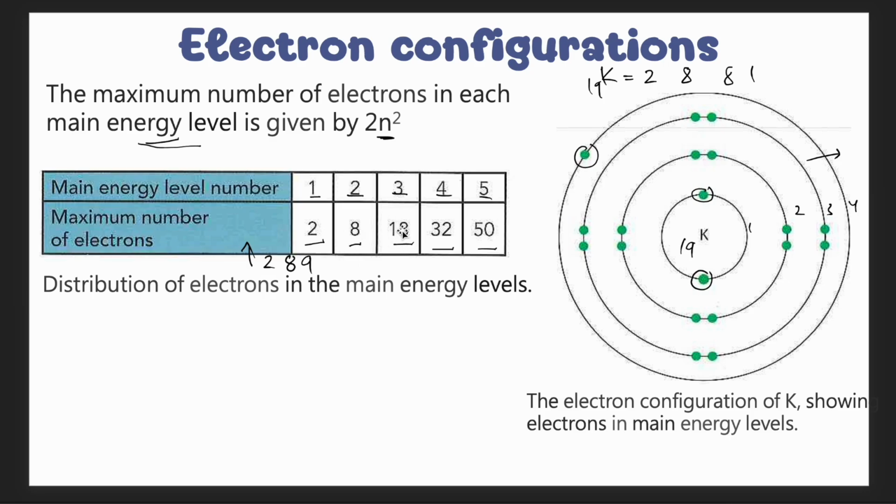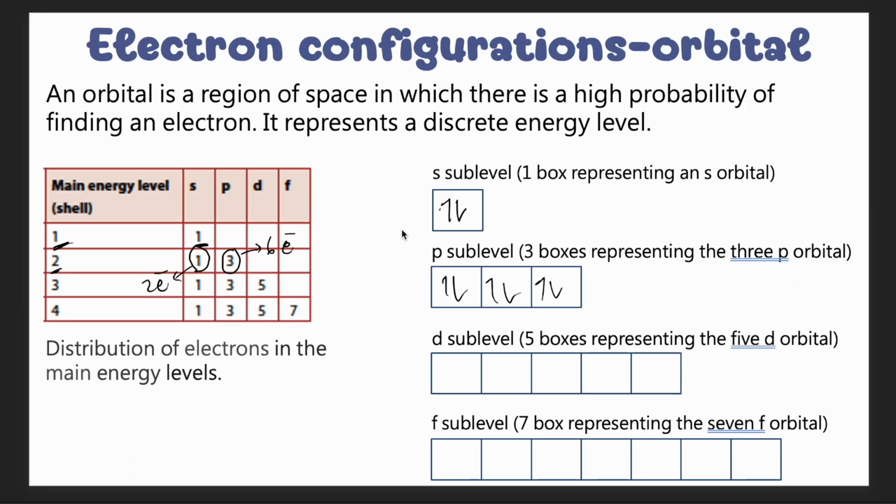And what about 18? For the third main energy level, now we've got d. The d has 5 orbitals, so the electrons would be 10.